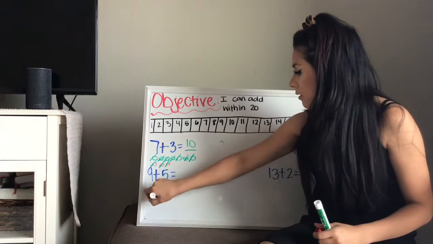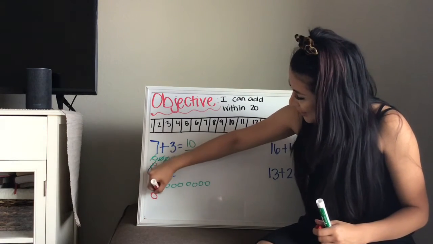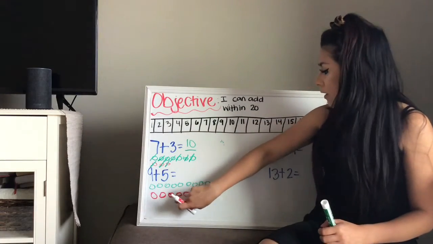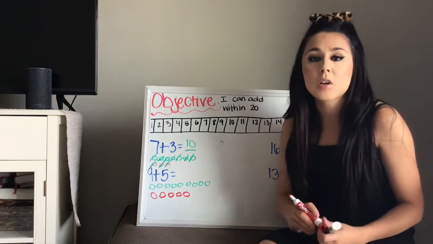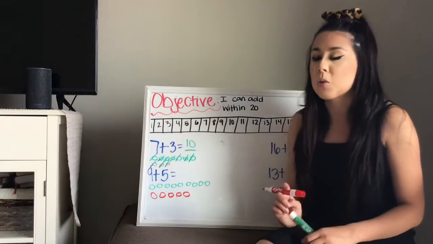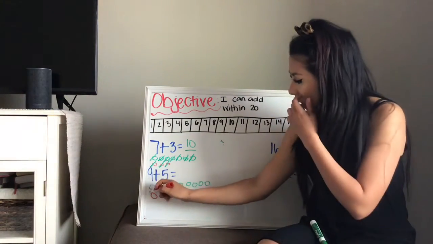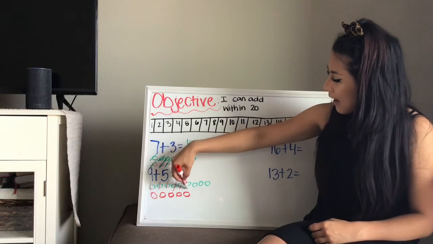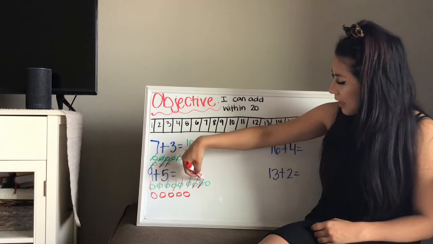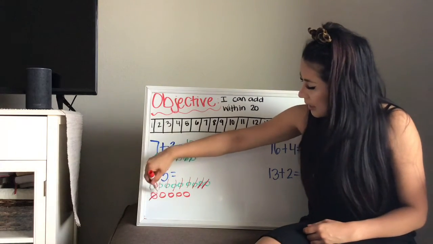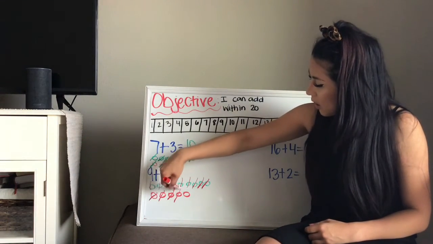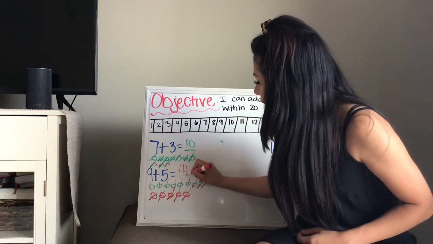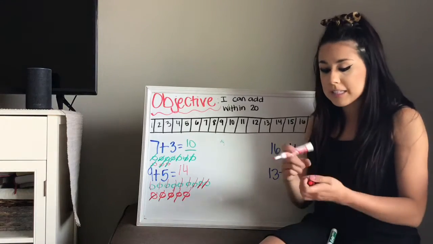1, ooh, that turned out a little crazy. 1, 2, 3, 4, 5. Okay, so let's go ahead and work together to figure out the sum, the total. Ready? 1, 2, 3, 4, 5, 6, 7, 8, 9, 10, 11, 12, 13, 14. And 14 is a 1 and a 4, for 1 ten and 4 ones.